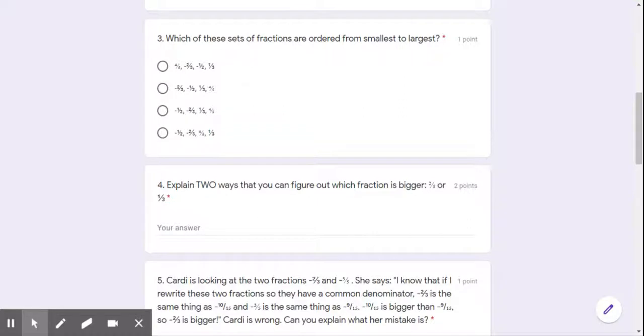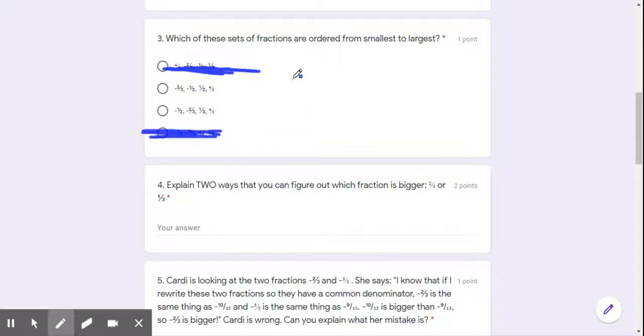All right, which of these sets of fractions are ordered from smallest to largest? Well, I know that the negative numbers are going to need to come first. So this one can't be right. The rest of them both have the two negative numbers and the two positive numbers. I'm going to start by comparing the positive numbers. So what's bigger, 1/3 or 4/5? Well, I know that 1/3 is less than half, and 4/5 is more than half. So I know that 1/3 is smaller than 4/5. So this last one can't be right because 4/5 and 1/3 are out of order.